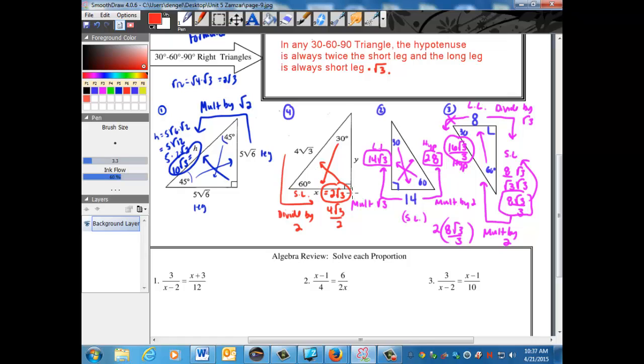And then from short leg to long leg, we are going to increase in size, so we need to multiply by rad 3. So that would give me 2 rad 9, which would give me 6. Y is equal to 6.